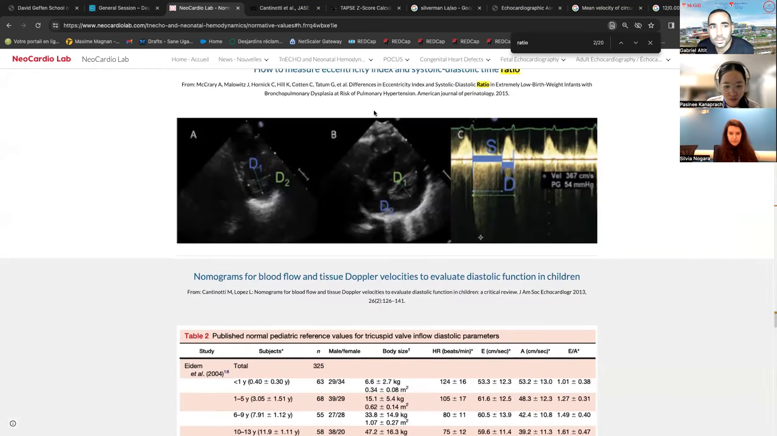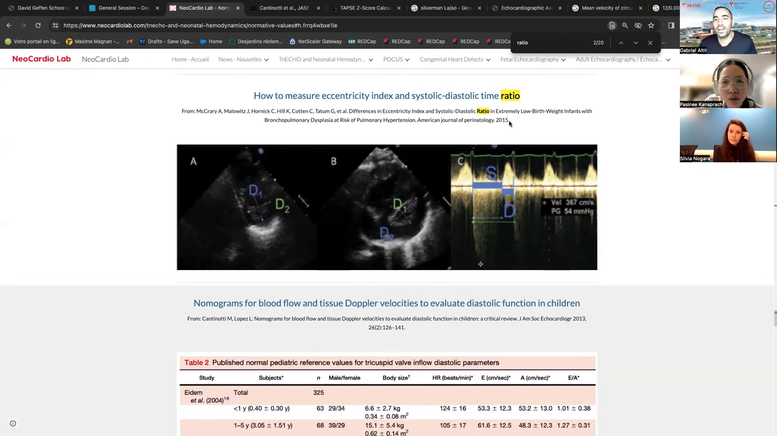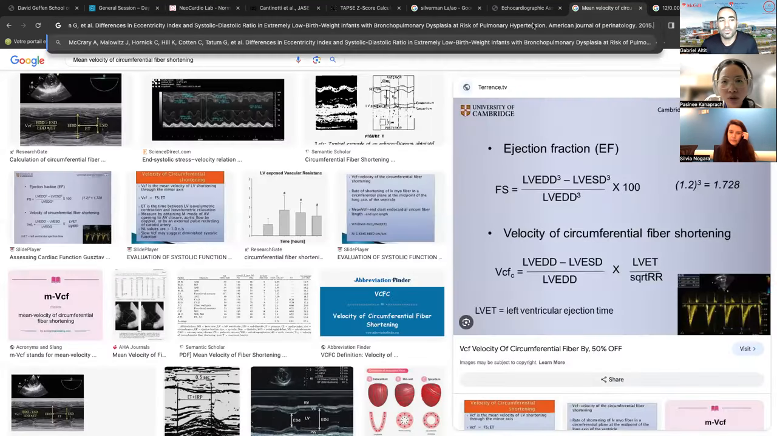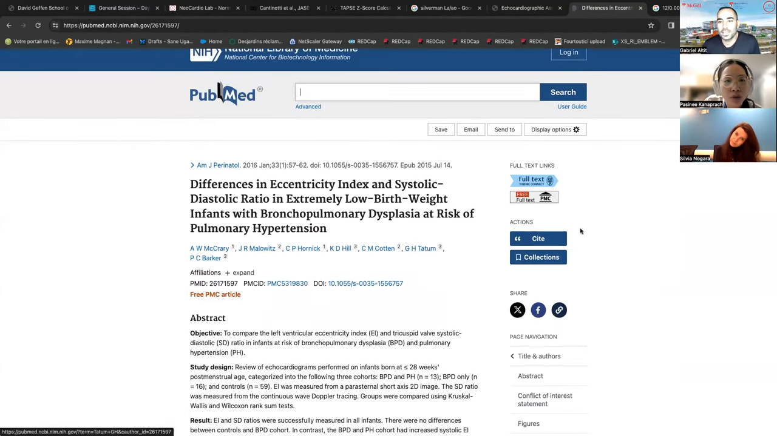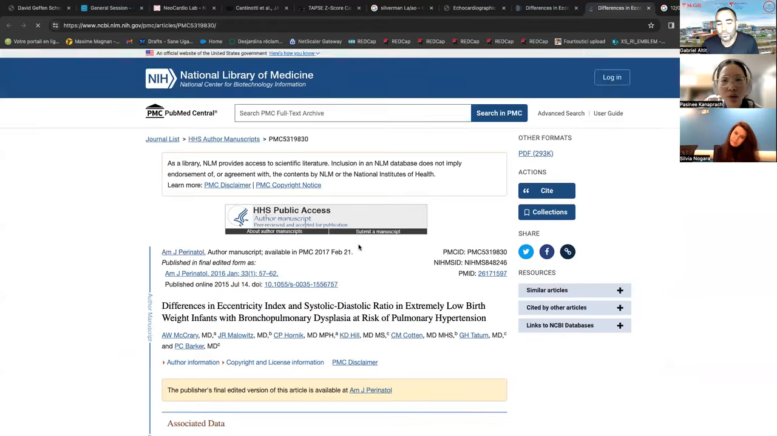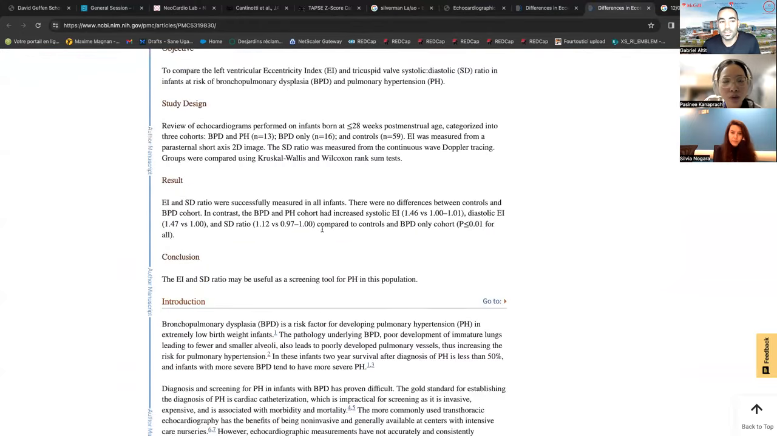So this paper describes differences in eccentricity and systolic to diastolic ratio in extremely low birth weight infants with BPD at risk of pulmonary hypertension, and they measure the systolic to diastolic time ratio. They didn't publish normative values, but they provided some insight about how differences can be shown between the population with and without pulmonary hypertension. I invite you to go read this paper because it's interesting. It's one of the first that describes the use of the eccentricity index and this systolic to diastolic time ratio.